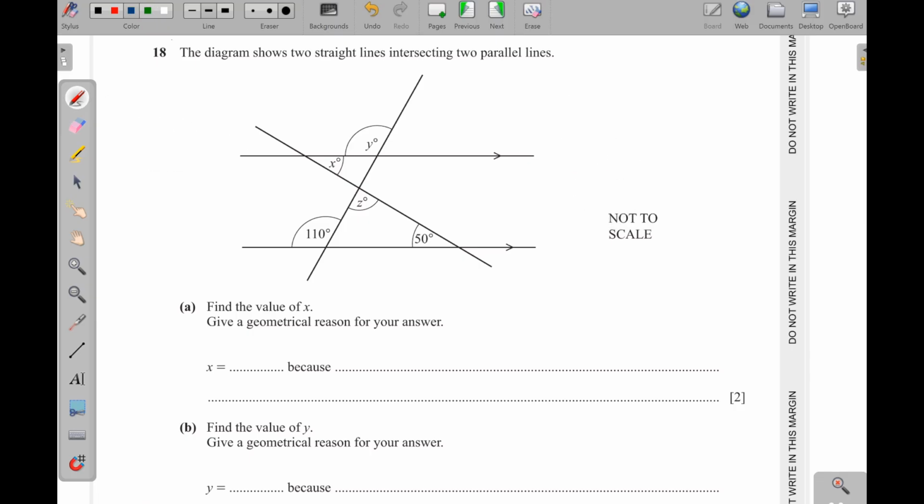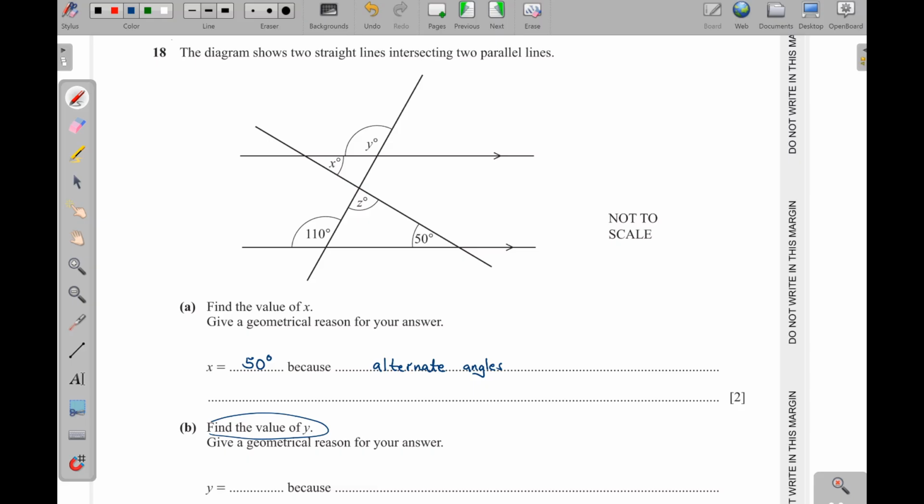Now let's come to this question, part A. X is equal to what? Now I want you to look at this one here. Look at this line, then come here, and then come here. Look at X here. Do you see the 50? Alternate angles, right? So I'll just say that X is equal to 50 degrees because these are alternate angles. You can add on that alternate angles are equal, or you just say alternate angles, full stop.